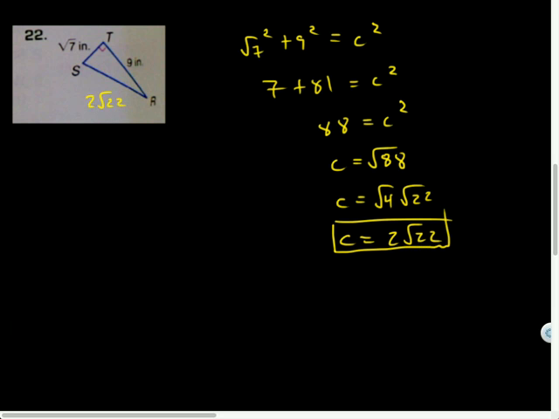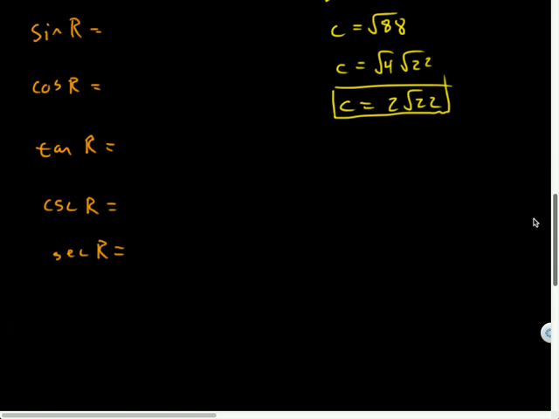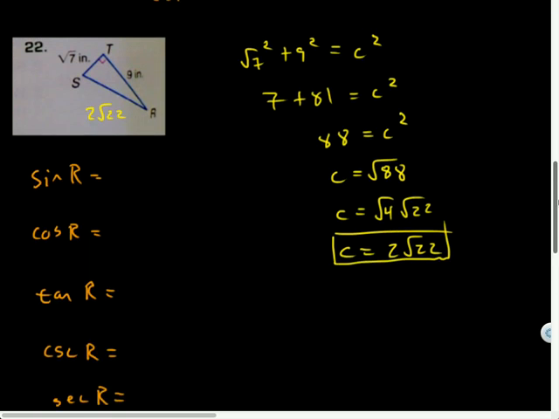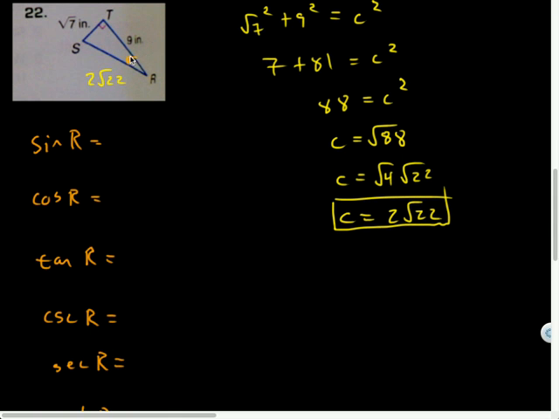So now it says find all 6 of the trigonometric ratios. So what is sine of, oh wait, let me read these directions again. For angle R. So sine of R, cosine R, tangent R, and then their reciprocal functions, which would be cosecant R, secant R, and cotangent R, right? I'll write it down here. So, to find sine R, from this angle's perspective, that is opposite over hypotenuse, so that would be root 7 over 2 roots of 22.